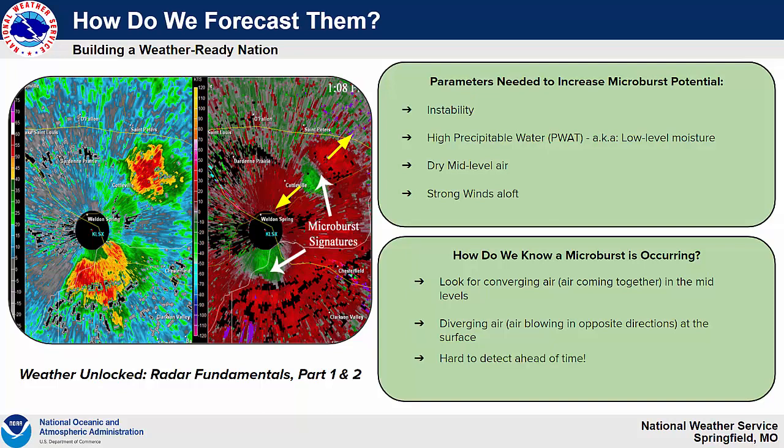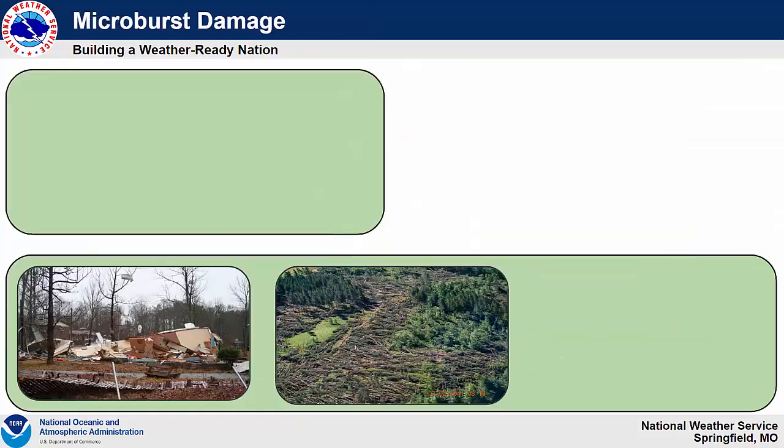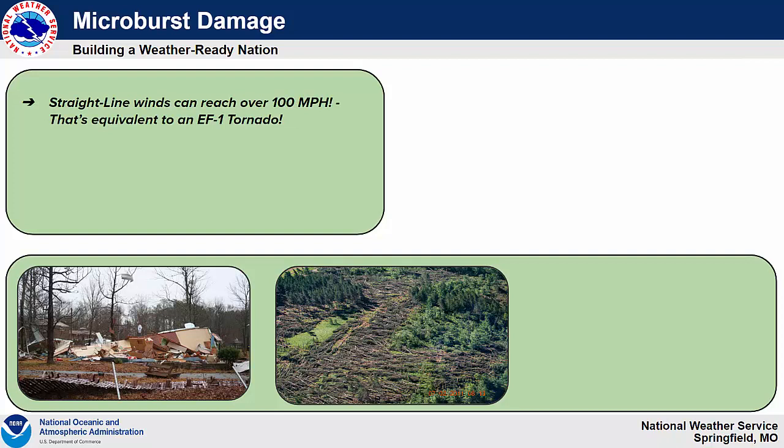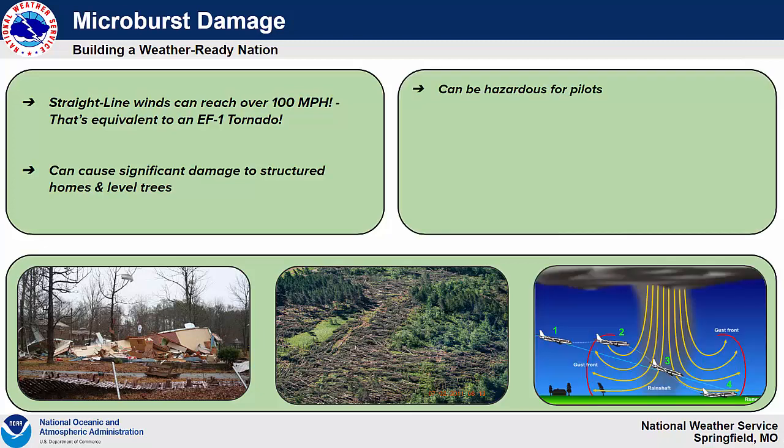Unfortunately, microbursts can be hard to detect ahead of time since they're so short-lived, which can lead to shorter lead times on severe thunderstorm warnings. So it's important to immediately take shelter if a severe thunderstorm warning is issued for your area. These two images show just how destructive microbursts can be. In fact, straight-line winds can reach over 100 miles per hour, producing damage equivalent to an EF1 tornado. You can see in these images that significant damage can occur to structured homes and trees when strong straight-line winds occur. And on the aviation side of things, microbursts can also be extremely hazardous for pilots.